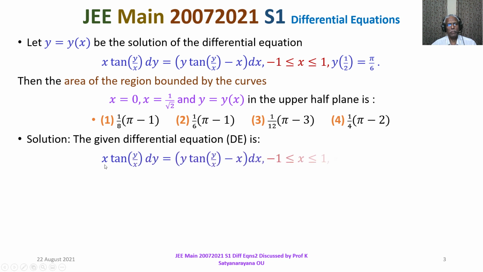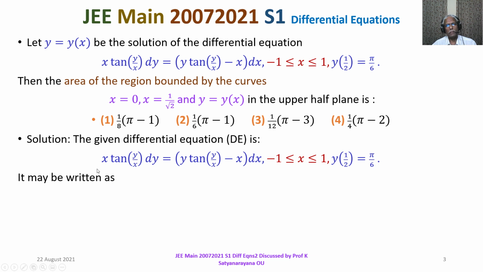We have the differential equation x tan of y by x dy is equal to, in brackets, y times tan y by x minus x dx, valid in -1 less than or equal to x less than or equal to 1, and under the initial condition y at x is equal to half is equal to pi by 6.